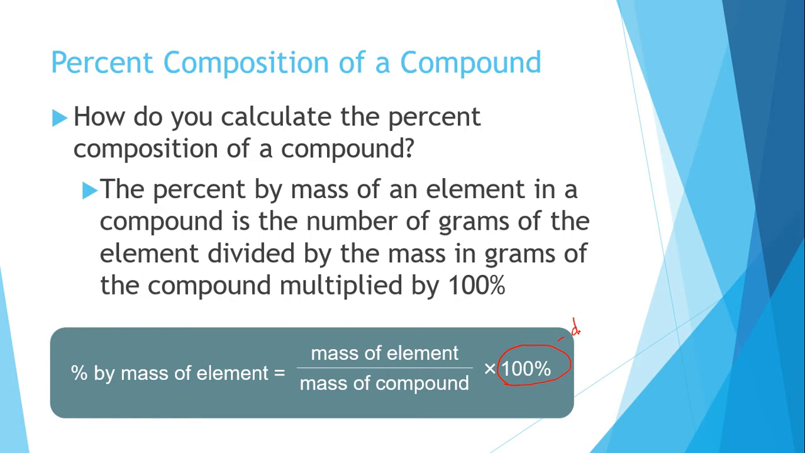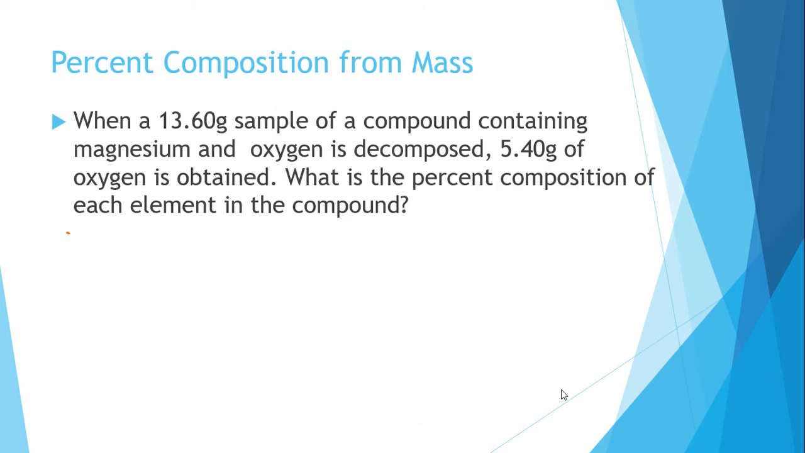And also note this does not count when determining sig figs because it's already part of the equation. So we're going to look at the example. When a 13.60 gram sample of a compound containing magnesium and oxygen is decomposed, 5.40 grams of oxygen is obtained. What is the percent composition of each element in the compound?